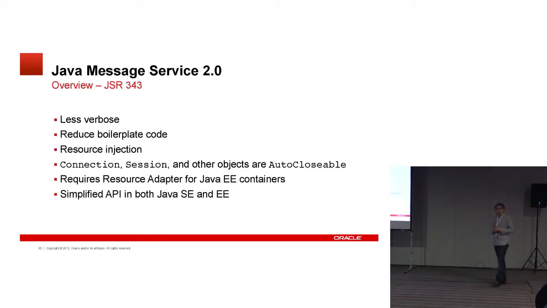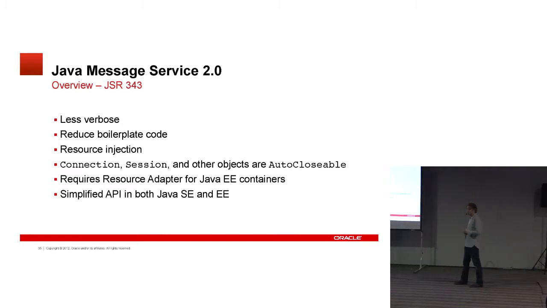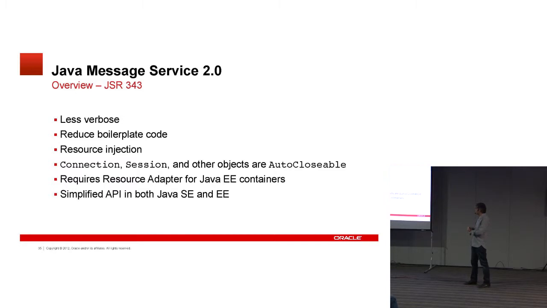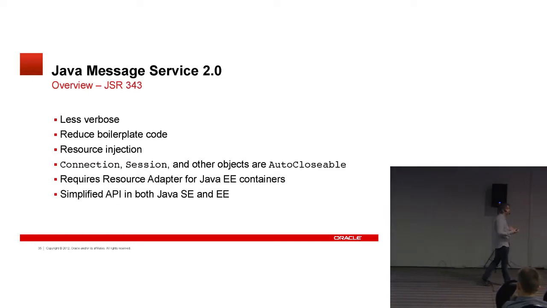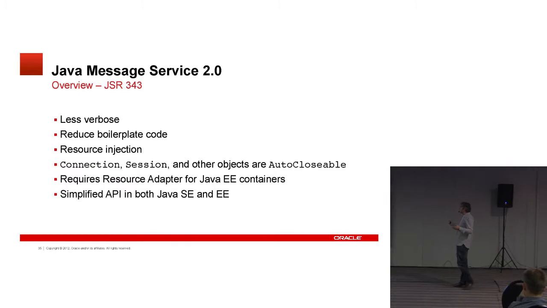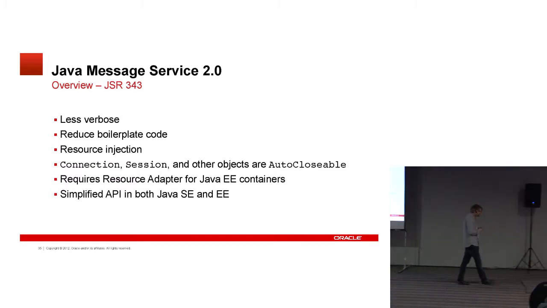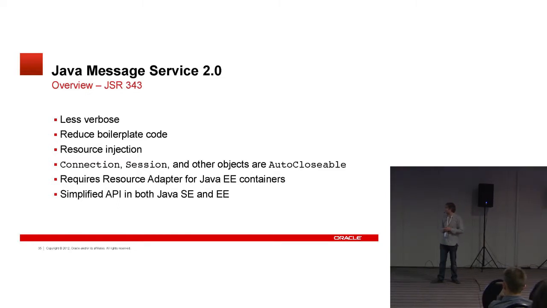So we want to solve that with JMS 2. JMS 2 has to be less verbose. We want to reduce boilerplate code, because in JMS 1.1 you have to write a lot of code. And we also want to leverage new features of the platform. Resource injection is one feature provided by Java EE. The AutoCloseable interface of Java SE 7 is another feature that we want to use within JMS.